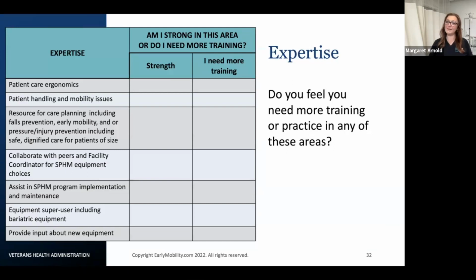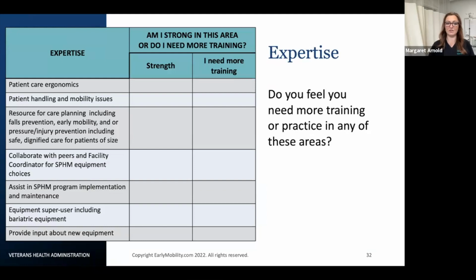Patient care ergonomics, is this a strength, or do you feel you need more training? Patient handling mobility, challenging issues. Being a resource for care planning, falls prevention, early mobility, pressure injury prevention. Do you feel that's a strength, or do you need more training? Collaborating with your peers and facility coordinator or program manager. Assisting in safe patient handling program implementation and maintenance.